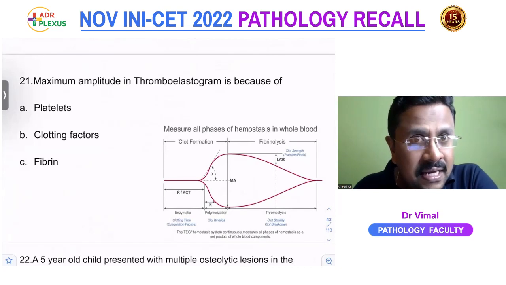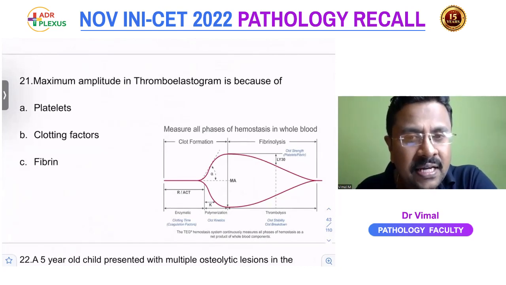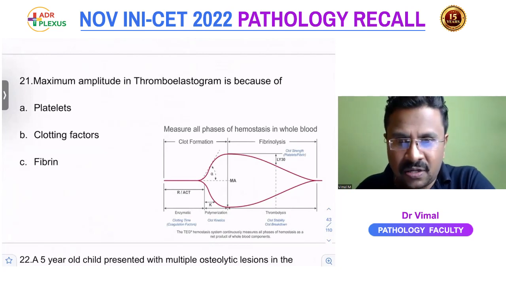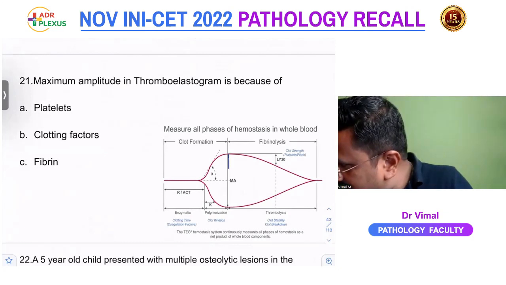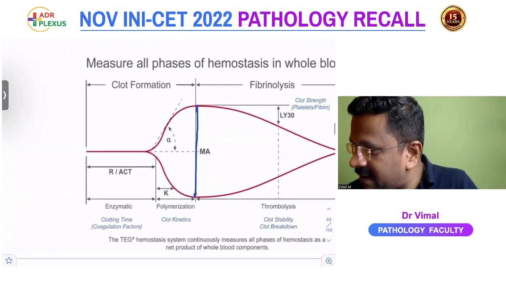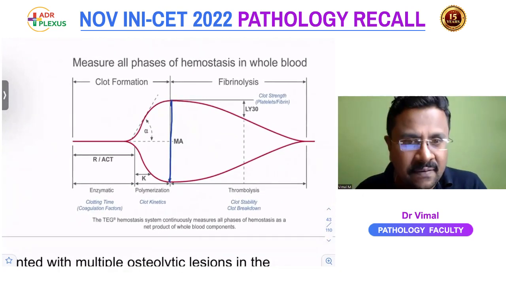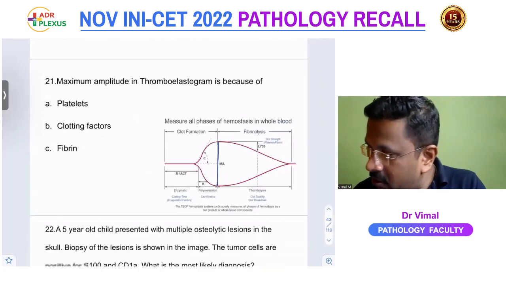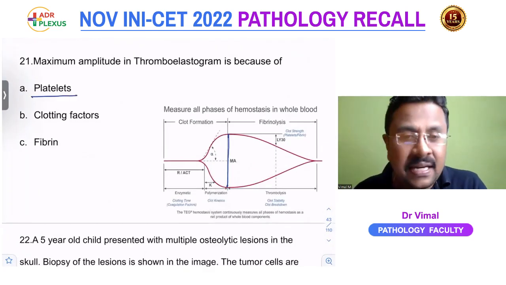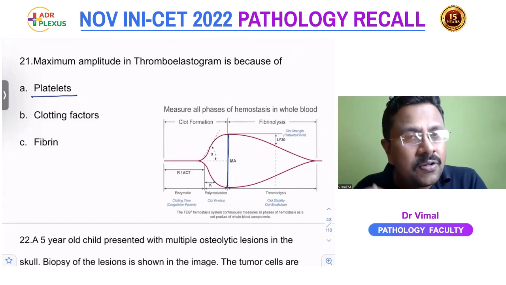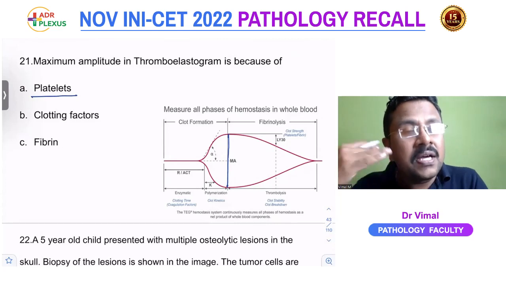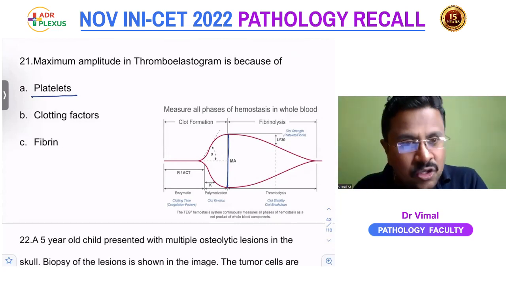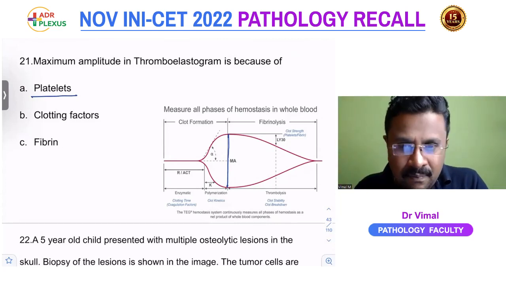And this is again an expected question: the maximum amplitude in a thromboelastogram is because of what? So this MA, that is the maximum amplitude in the graph of thromboelastography, is mainly because of the platelets. Though fibrin also contributes 20%, 80% of this maximum amplitude is because of the platelets. So the correct answer here will be the platelets.